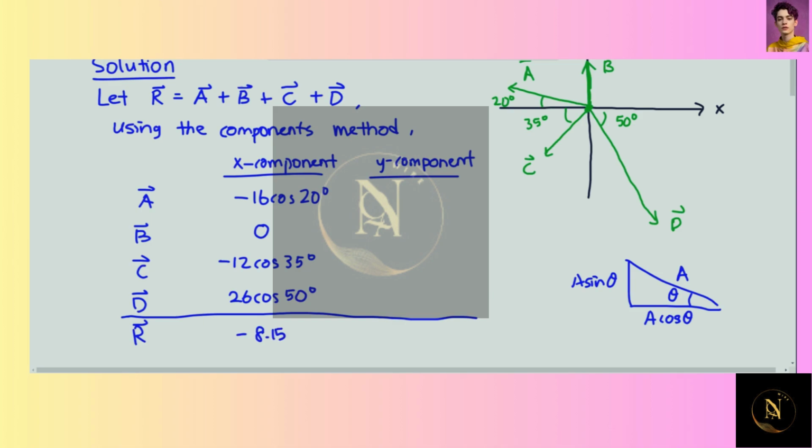Okay. And for the y component, vector A is 16 sine 20 degrees, vector B is 11, vector C is negative 12 sine 35 degrees, vector D is negative 26 sine 50 degrees. And the sum is negative 10.32.